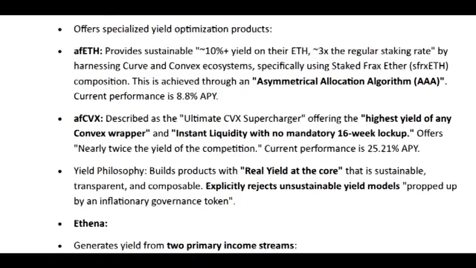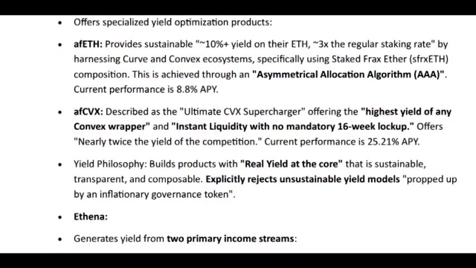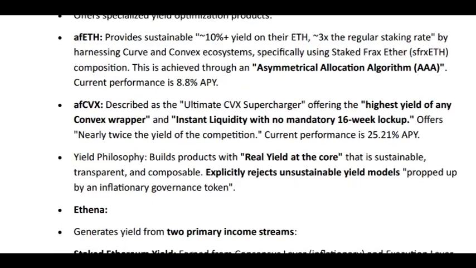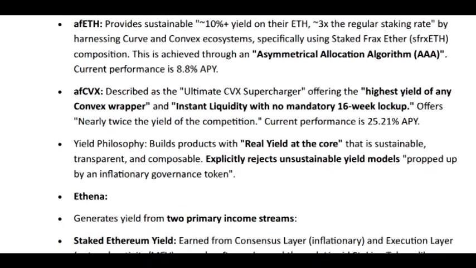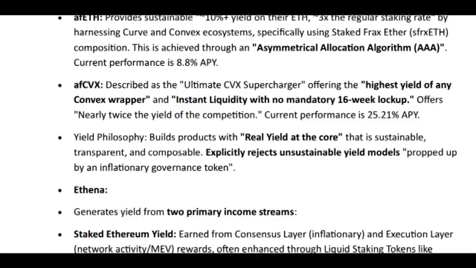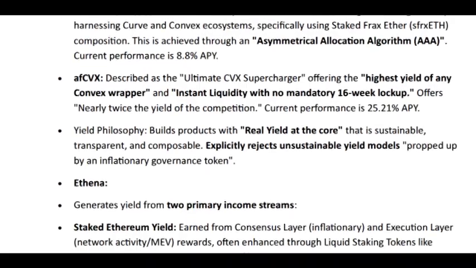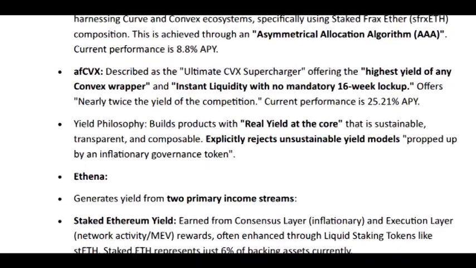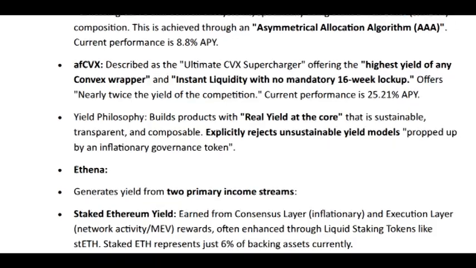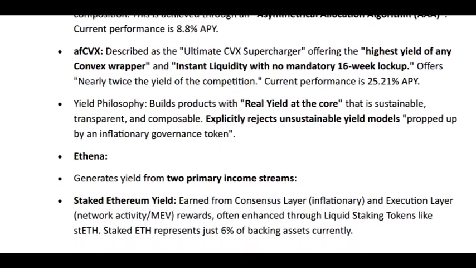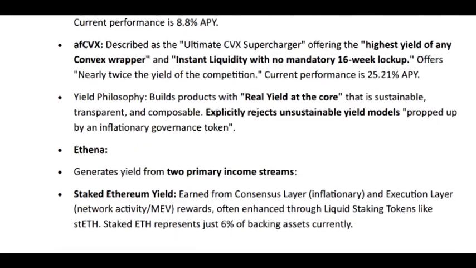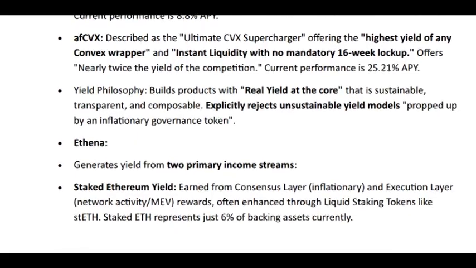The material suggests nearly twice the yield of the competition and shows a current performance figure of 25.21% APY. 25%. Right. Wow. And this ties into Convex's role in DeFi. Exactly. It leverages Convex Finance's power as a governance aggregator, especially its influence over protocols like Curve, because it controls so much CRV. Okay, so putting it all together, Asymmetry's yield philosophy seems to be all about real yield.